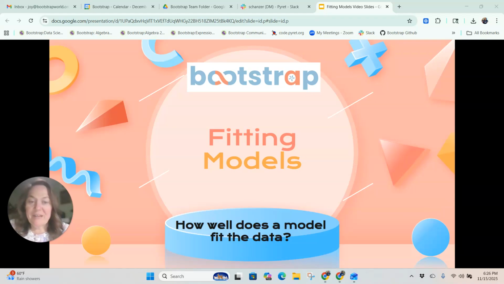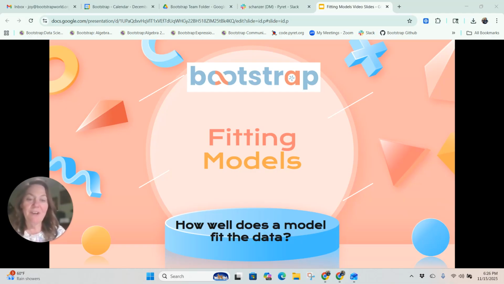Well, welcome to Fitting Models. This lesson can be found in two of our curriculum. You'll find it at the beginning of Algebra 2 because it's foundational to all of the different models that we go through in that curriculum. But you'll also find it near the end of the data science curriculum as an optional lesson that you can go into.